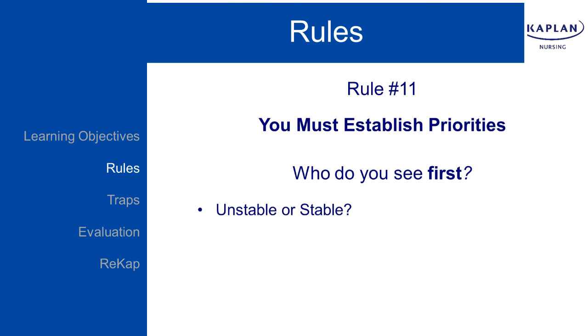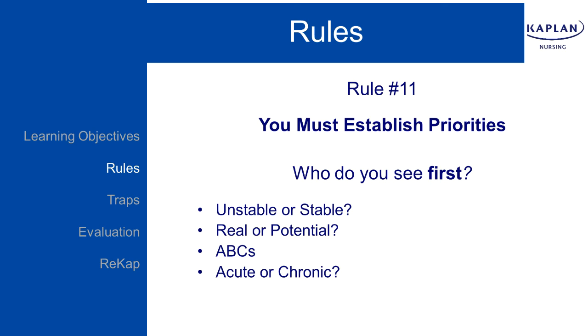You always see unstable patients first. Always, always, always. So that's one way you might look at your answer choices. Unstable versus stable. Another way to look at it is, is the problem real or potential? Even if it's a serious potential, the real is going to take priority over it. So you deal with unstable clients, you deal with clients, who do you see first, that have real problems? ABCs is certainly important. Are the patients you're dealing with in your answer choices, do they have acute illnesses or chronic illnesses?